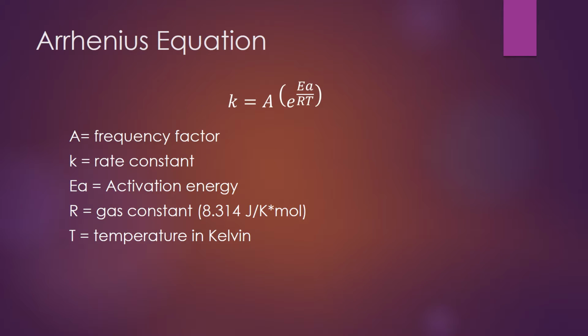The Arrhenius equation can be used to calculate activation energy. It is k = A e^(-Ea/RT), where A is the frequency factor, k is the rate constant, which is calculated experimentally, Ea is the activation energy, R is the gas constant, and T is the temperature in Kelvin.